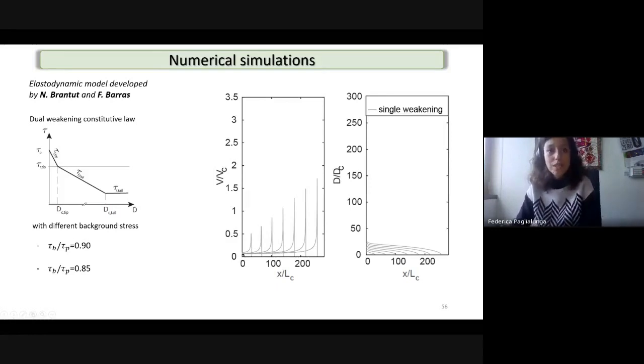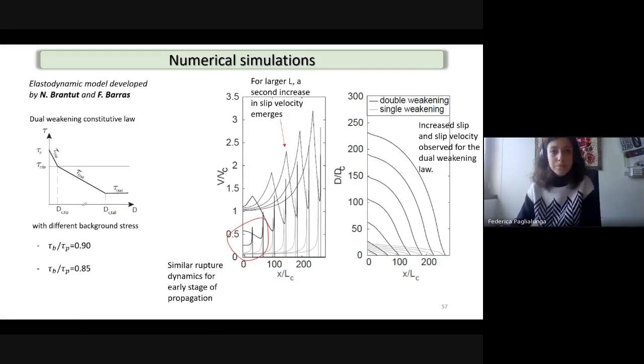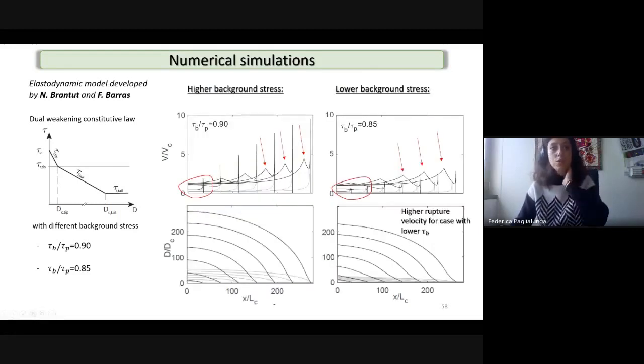So here on the right, you can see the results for the standard case, let's say the single weakening case. There is a symmetric crack-like propagation of the rupture with a big increase in slip velocity close to the crack edge. While for the dual weakening case, we can see very similar dynamics for the early stage of the propagation, while for increasing propagation distance, a second increase in slip velocity emerges. Also, at the same time, there is a much increased slip in the central part of the crack. So what was the main difference between the two cases?